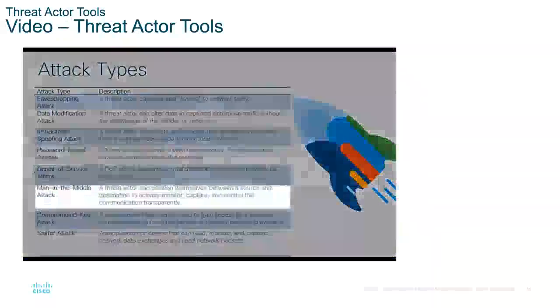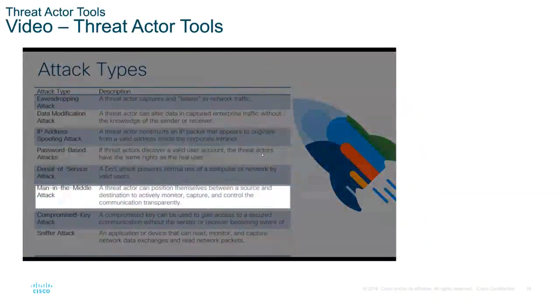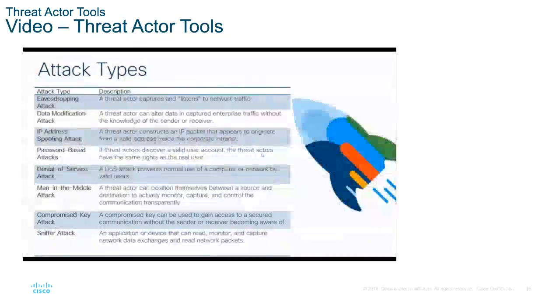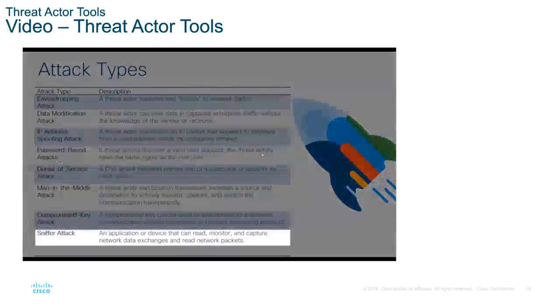Man-in-the-middle attack. We're talking about having that threat actor that puts themselves right between the source and destination, and they're actively monitoring, capturing, and trying to control the communication without the sender and receiver knowing. With compromised key, we've got where an attacker can use a compromised key, which is a legitimate key that people don't know has been compromised, in order to gain access to communication or to network services. And lastly, with a sniffer attack, which is very similar back to Wireshark, a threat actor can use an application or even a physical device to read, monitor, and capture network data that's being exchanged real time, and they can literally grab and see those messages.